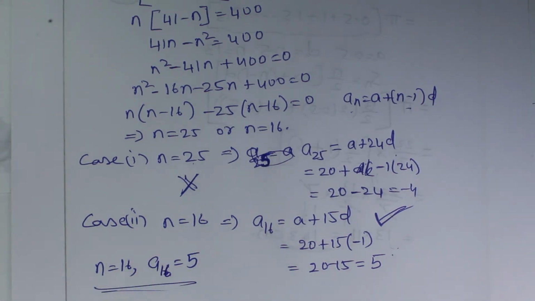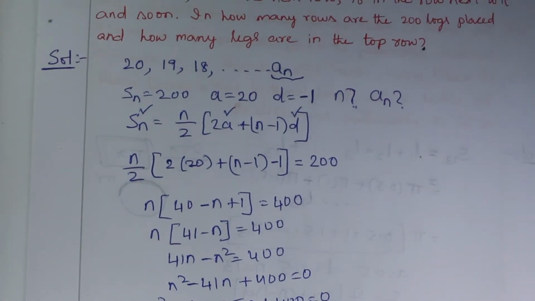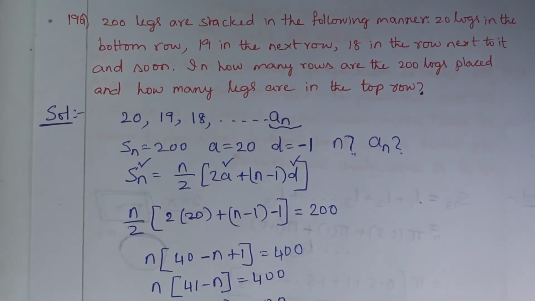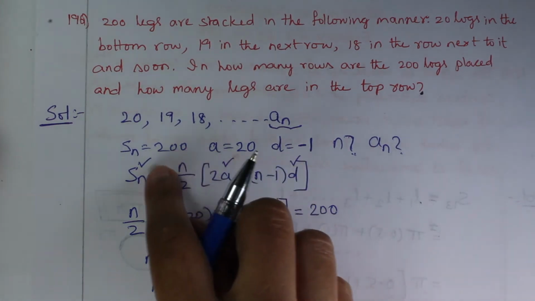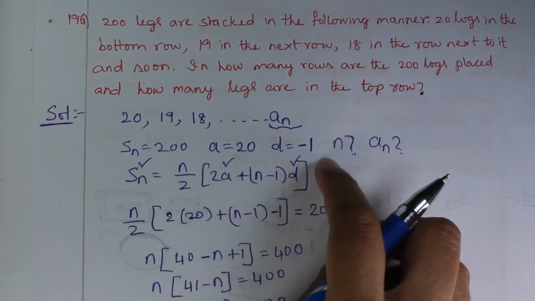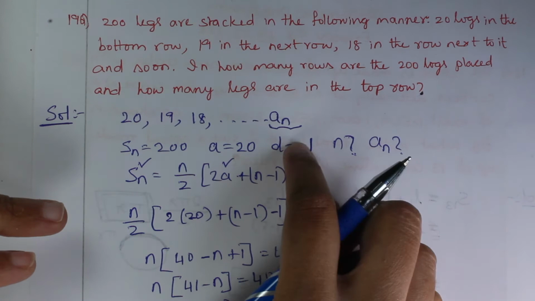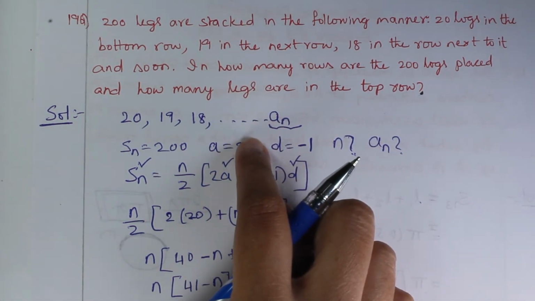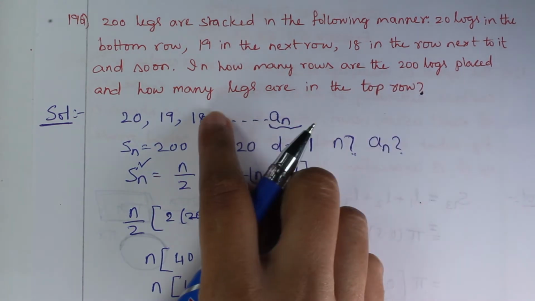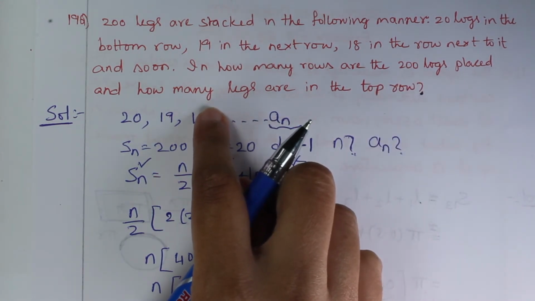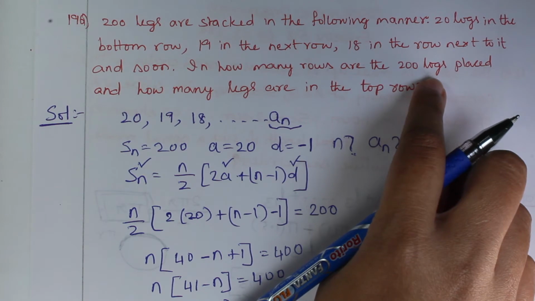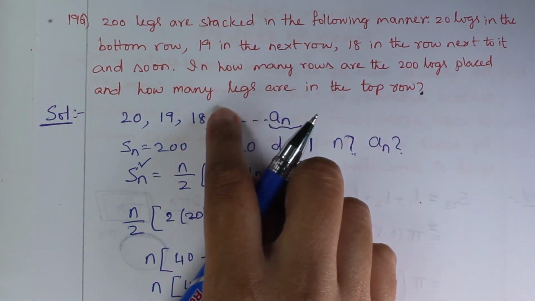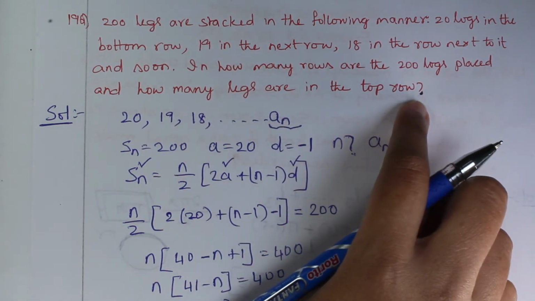I'll explain the problem once again. There are 200 logs and we are arranging the logs such that there are 20 logs in the bottom row and 19 logs in the next row and 18 logs in the row after that, and it goes on. So we have to find out how many rows are there to place the 200 logs, and how many logs are there in the top row.